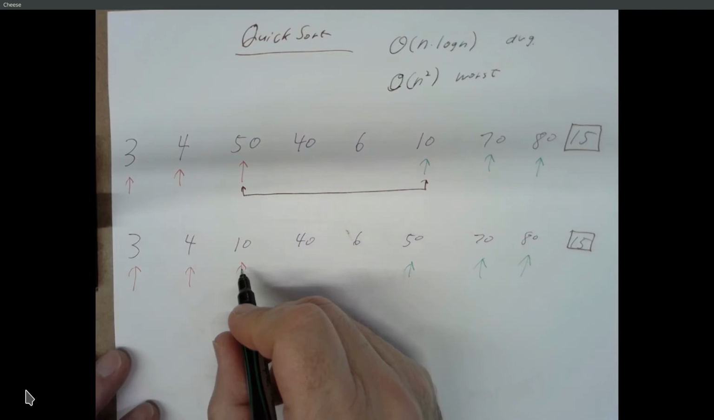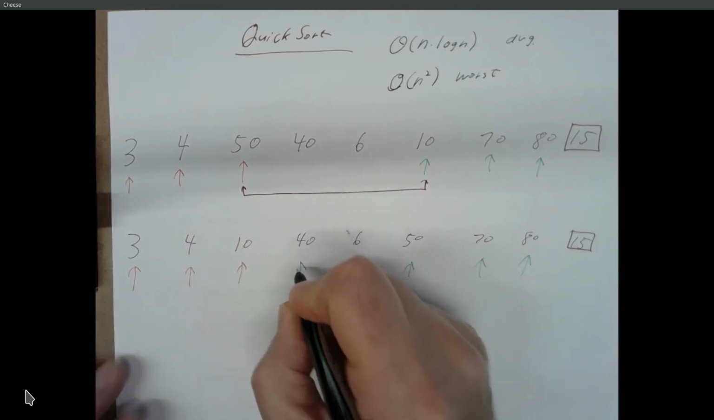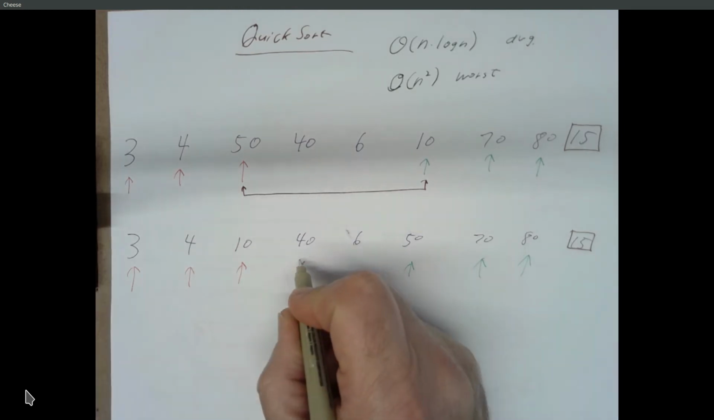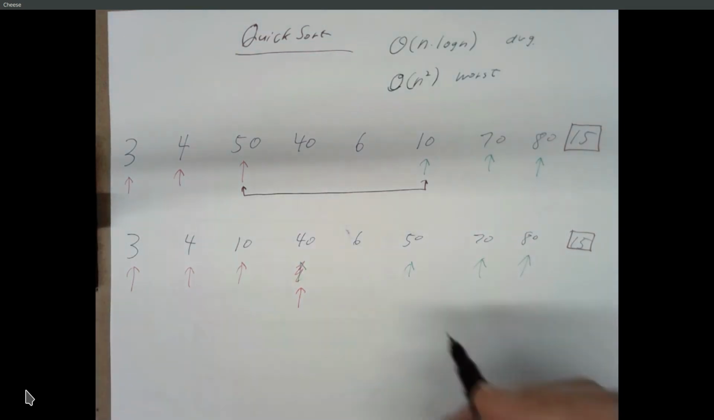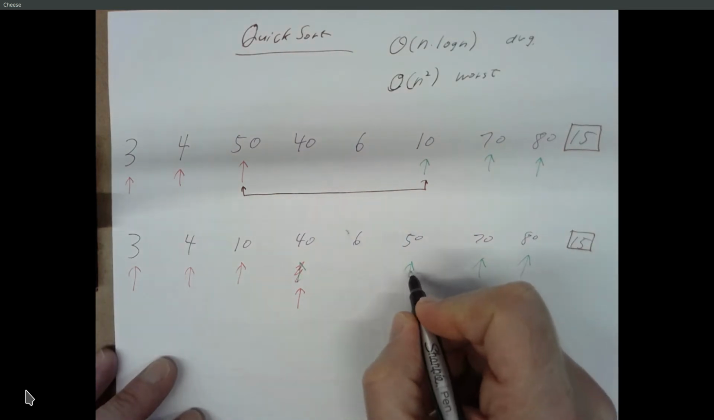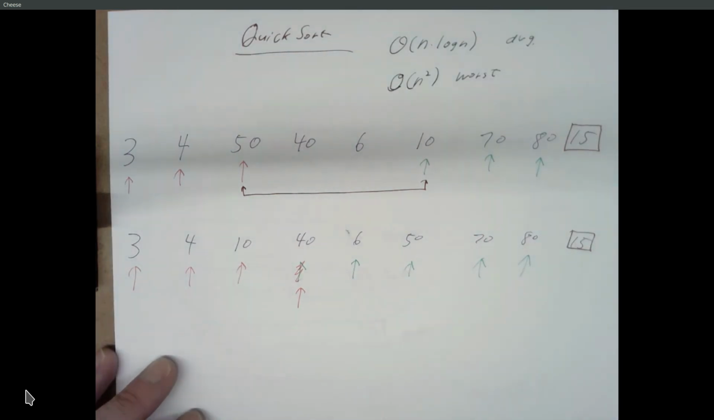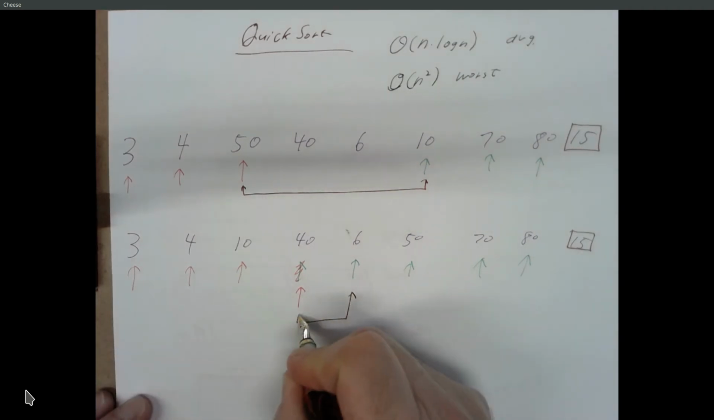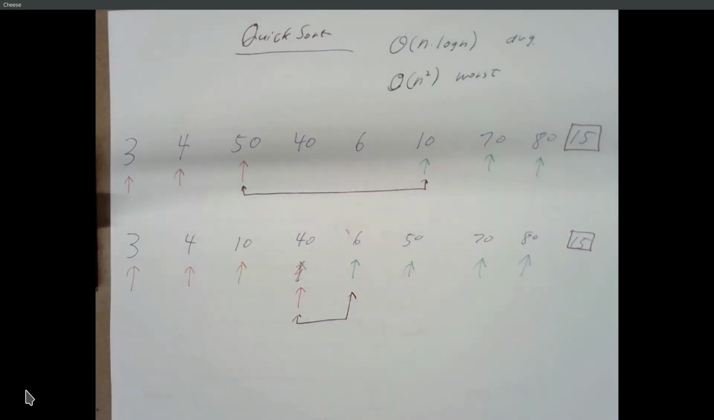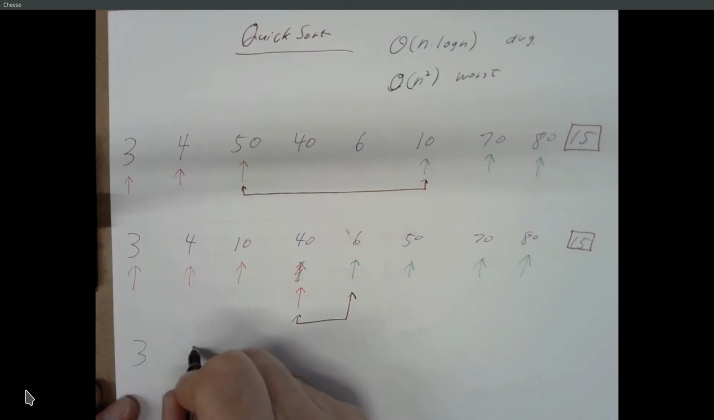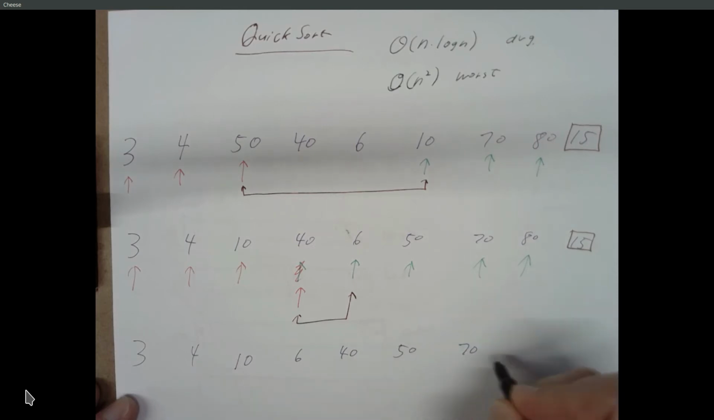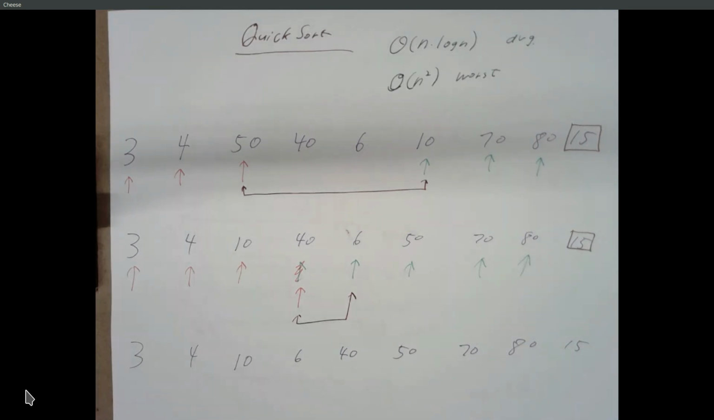So we look from the left for a number bigger than 15. Well, we move over here. Oops, wrong color. We move over here. 40 is bigger than 15. We stop. Okay, now we come from the right, and we look for a number smaller than 15. So we come here. There's a number smaller than 15, we stop. Go back and swap the 2 numbers. So exchange this with this. And so now our list looks like this: 3, 4, 10, 6, 40, 50, 70, 80, 15.